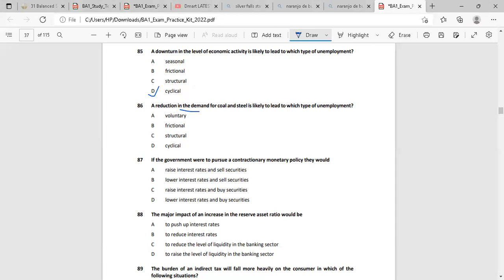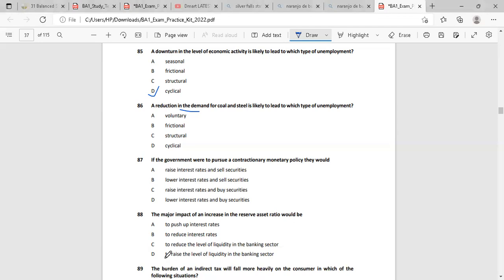There is a reduction in the demand for coal and steel. So they are not using coal and steel. So there is something else which is needed. All those people with skill sets which they can use in coal and steel works and related work would not be required there. So there is a change in the nature of work that is happening.